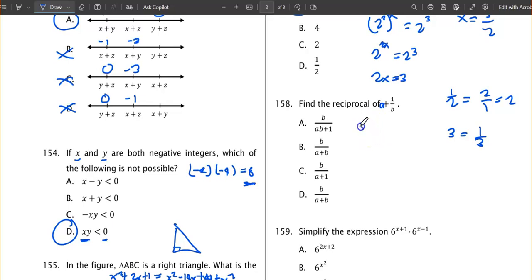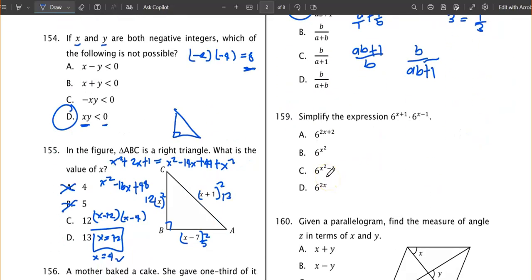So this one, we have A plus 1 over B. What is the reciprocal? First, we need to get our LCD, which is just B. So over B, everything. And then B divided by 1 is B times A, that's AB. And then plus 1. And then get the reciprocal of this one, we're gonna get B over AB plus 1, which is letter A in the choices, right?